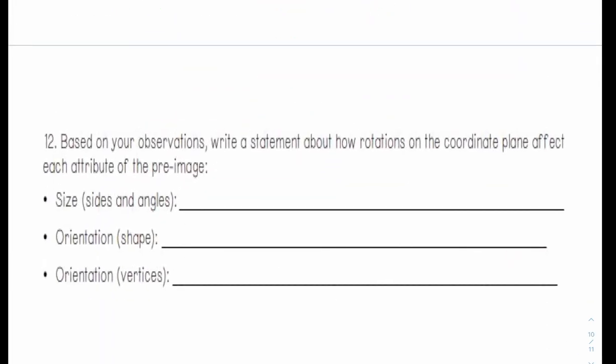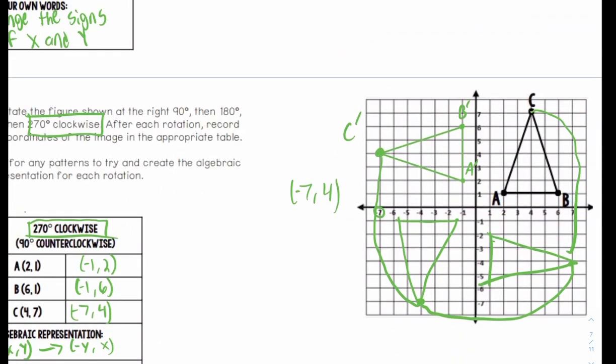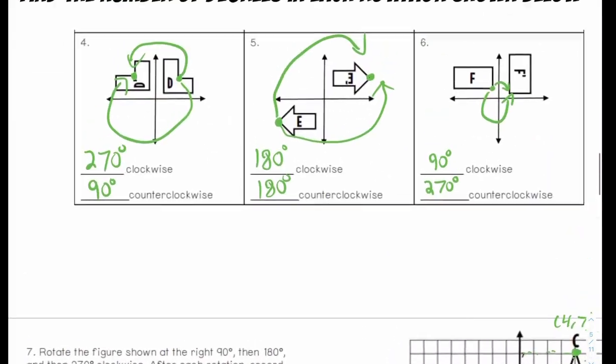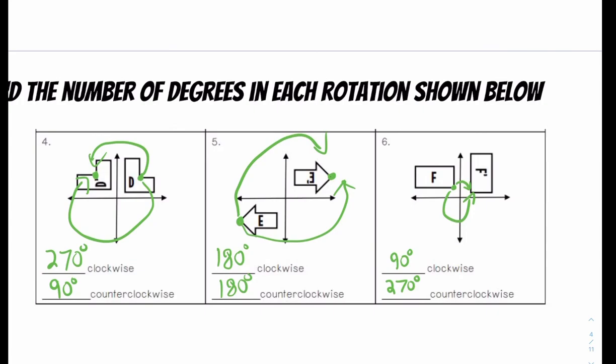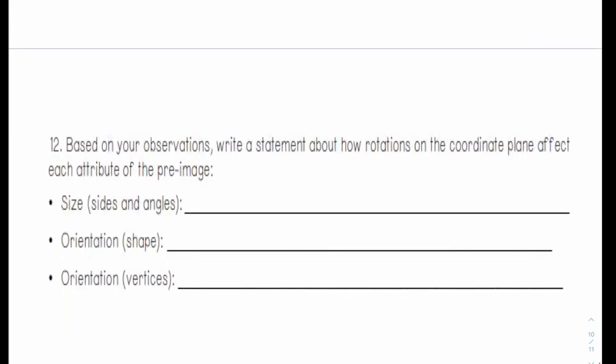If we look at our pictures, did the size or the angles of these shapes change? Did we ever change how big this triangle was when we drew it? Or if we look at the ones that were digitally printed out on your screen, the size didn't change. So write this down. Size will not change from our rotation.